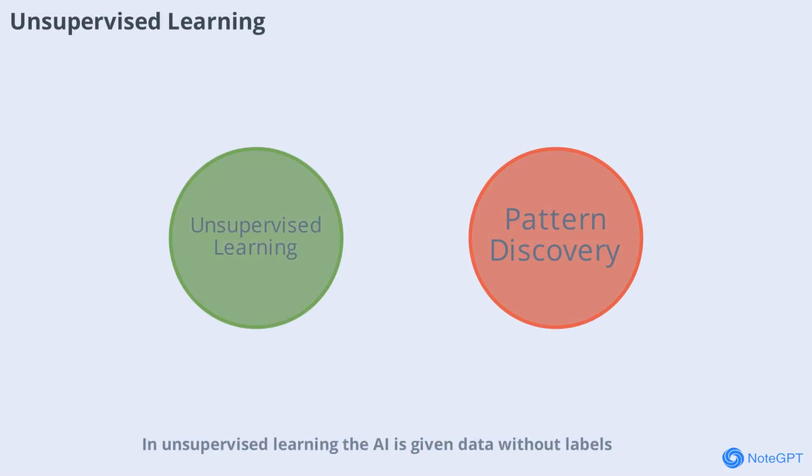In unsupervised learning, the AI is given data without labels. It must find patterns and groupings on its own. This approach is useful for discovering hidden structures in data like customer segments or natural groupings.